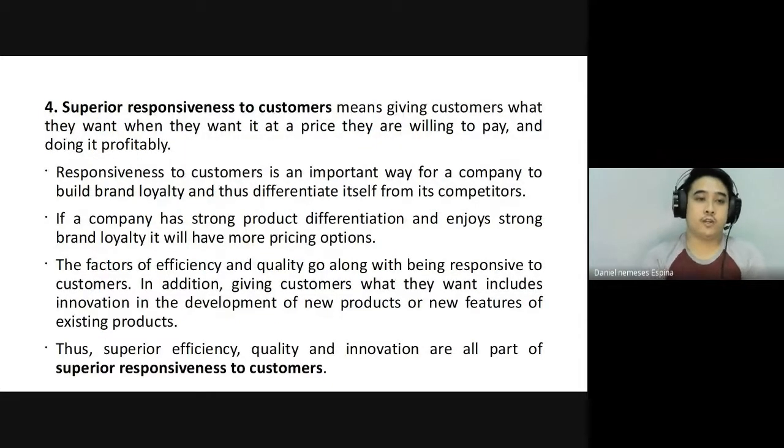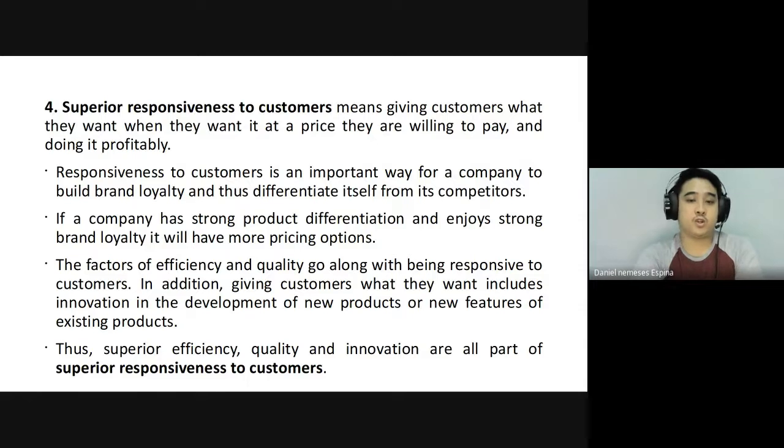And then the last goal for the functional level strategy is to acquire superior responsiveness to customers. So it's giving the customers what they want, when they want it, and at a price they are willing to pay. Even though we are catering to the price preference of the customers, we should still do it profitably.